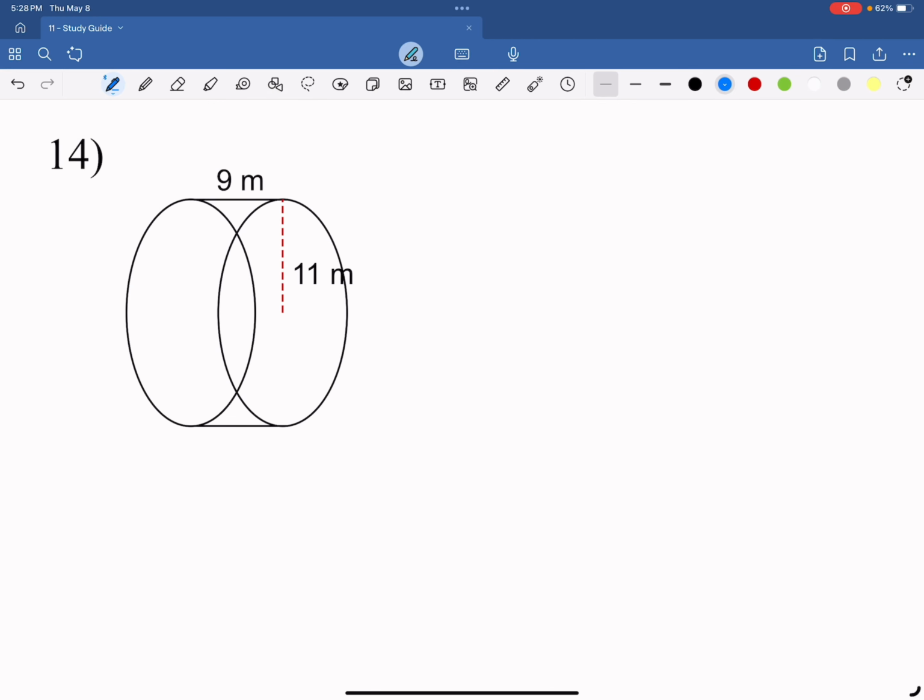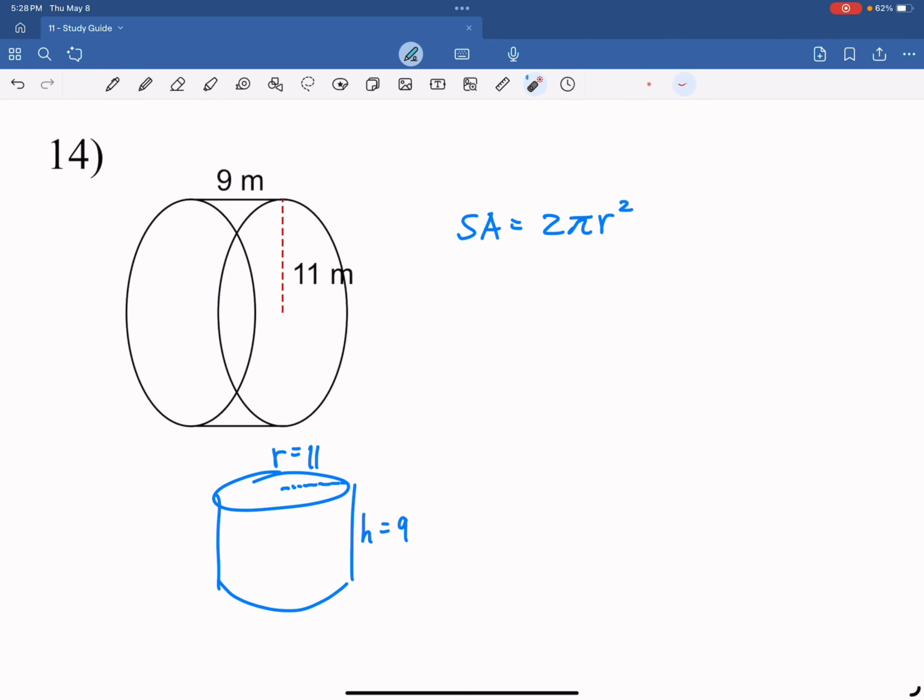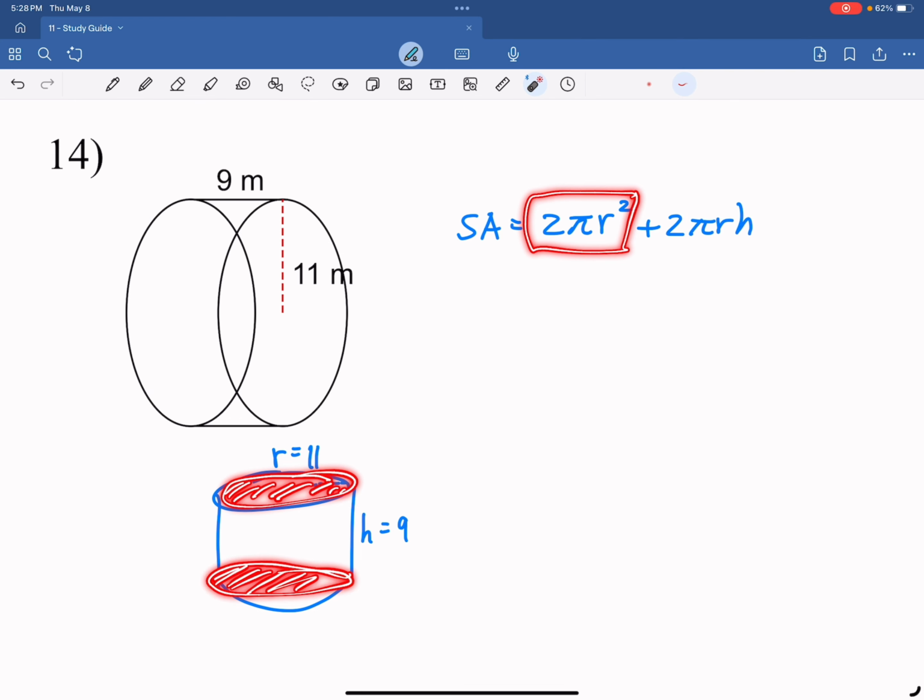So again, this is kind of sideways. If you want to redraw it, you can, but this is sideways. This would be like looking at it like this. R is 11, and then height is going to be 9, right? And this formula is going to be the surface area formula for a cylinder. The way you can think about this one is that you have a top of the circle and the bottom of a circle. That's the area of those two, right?